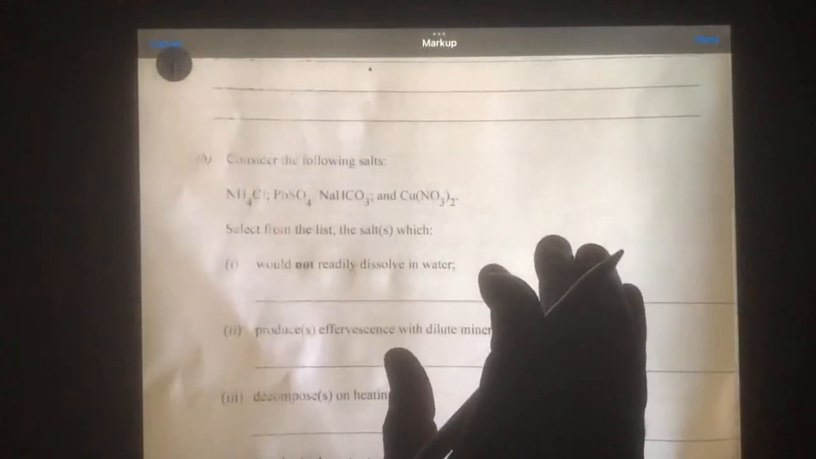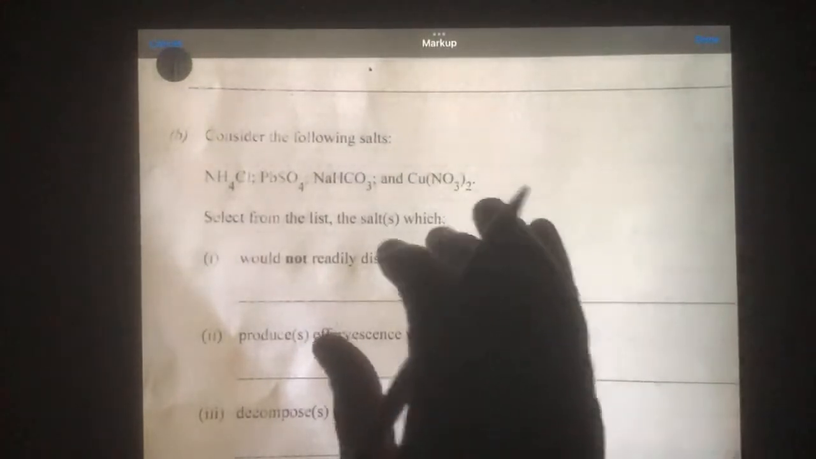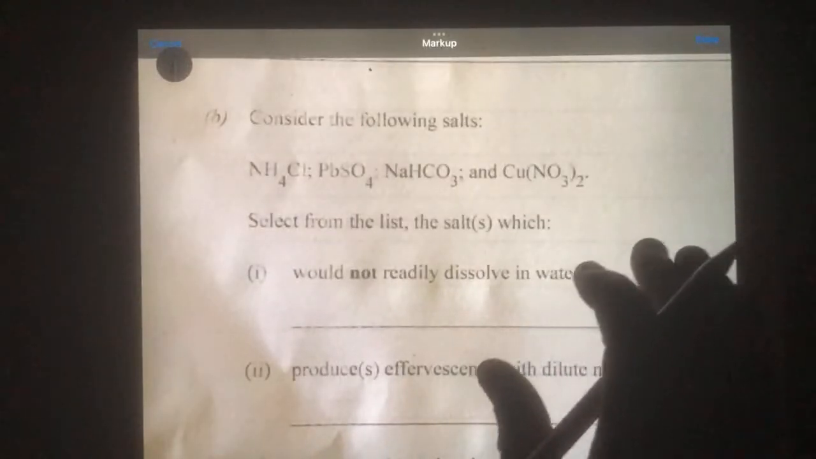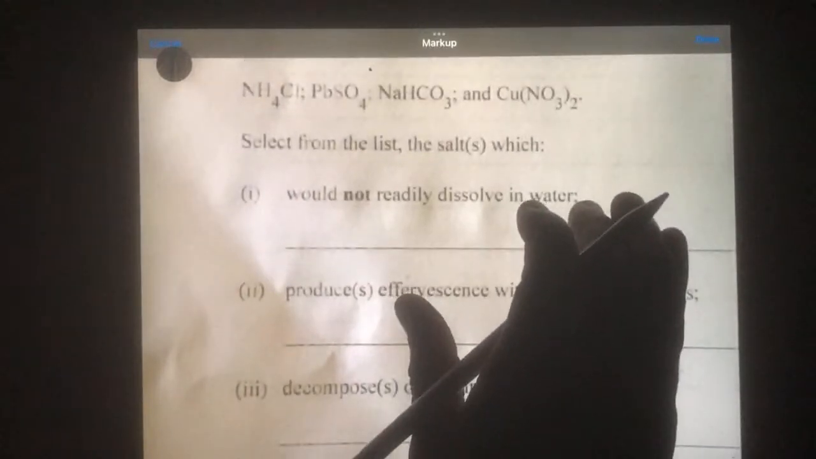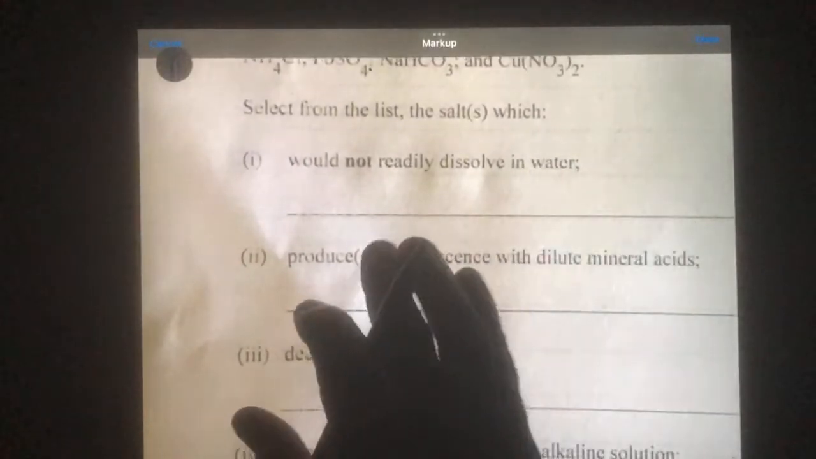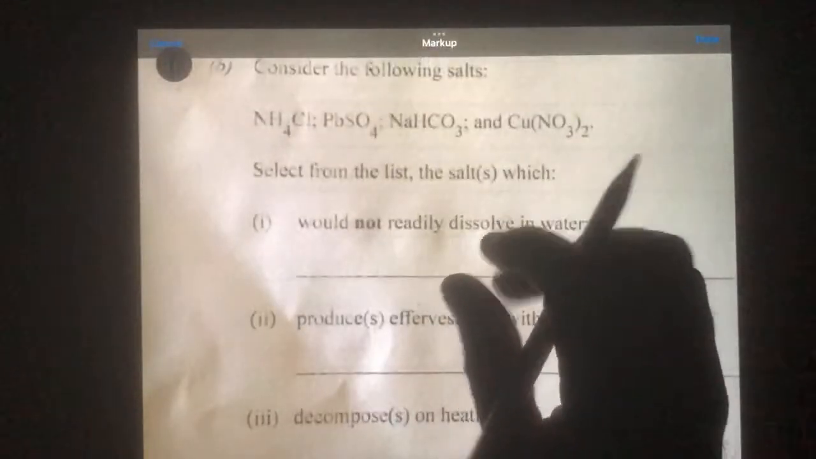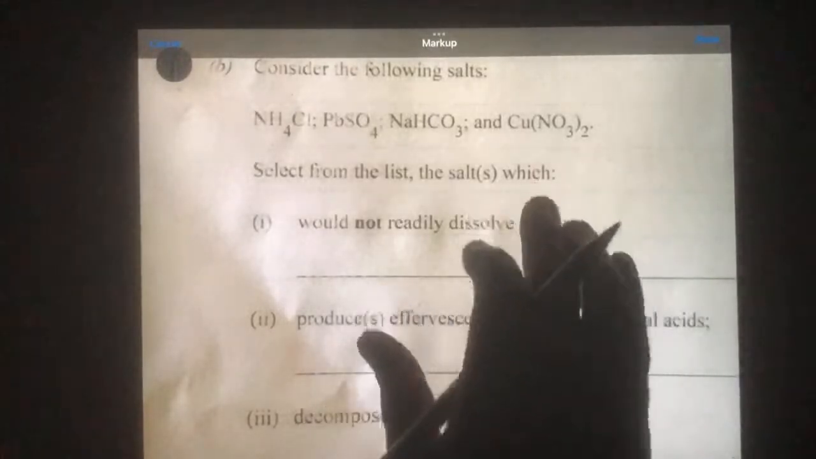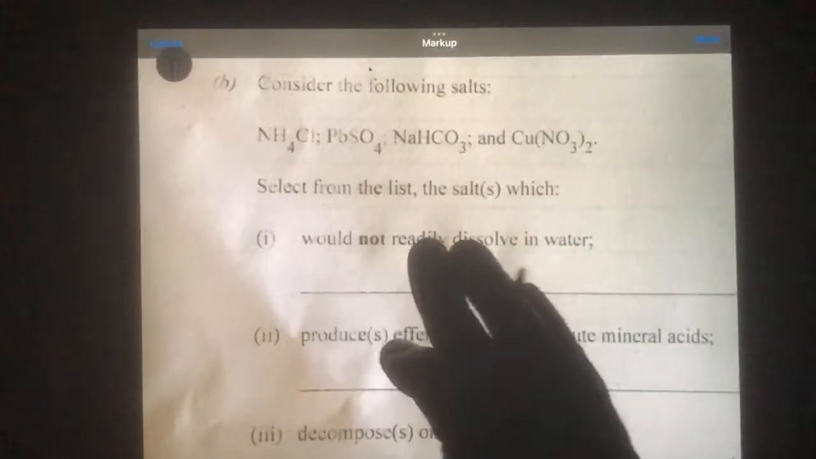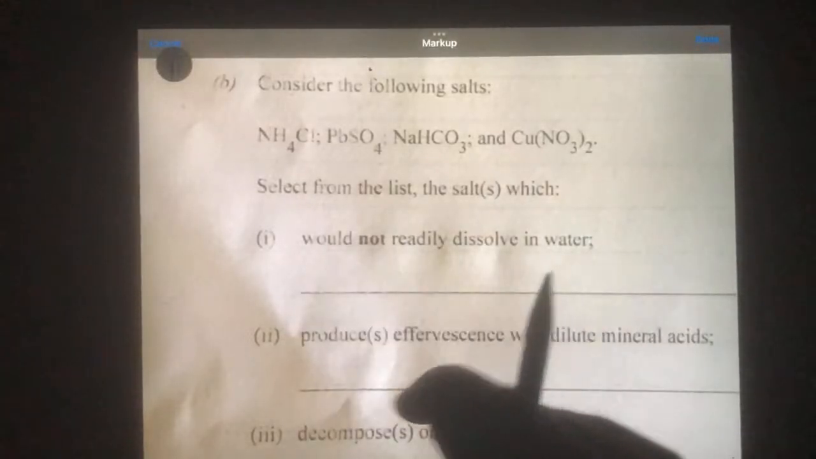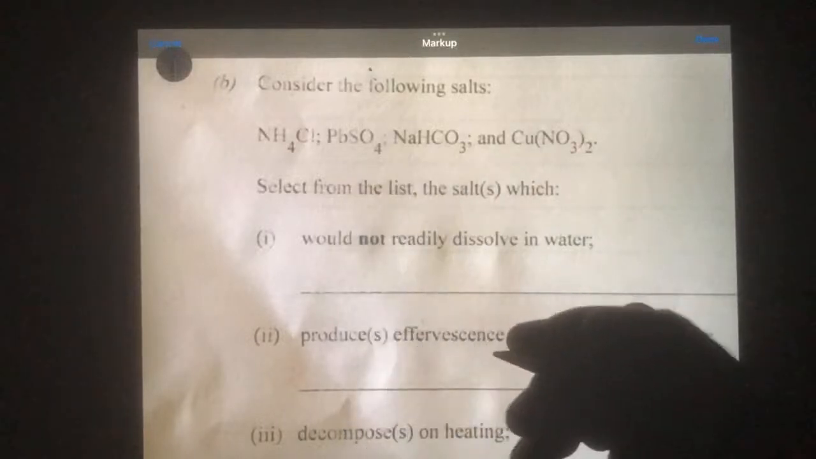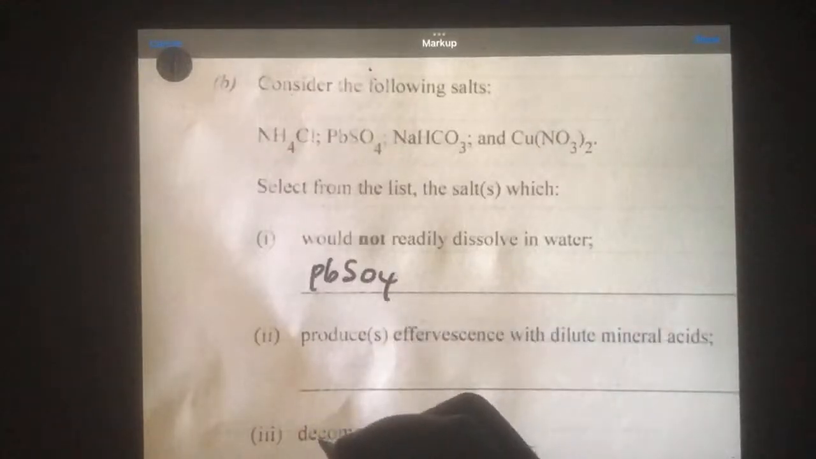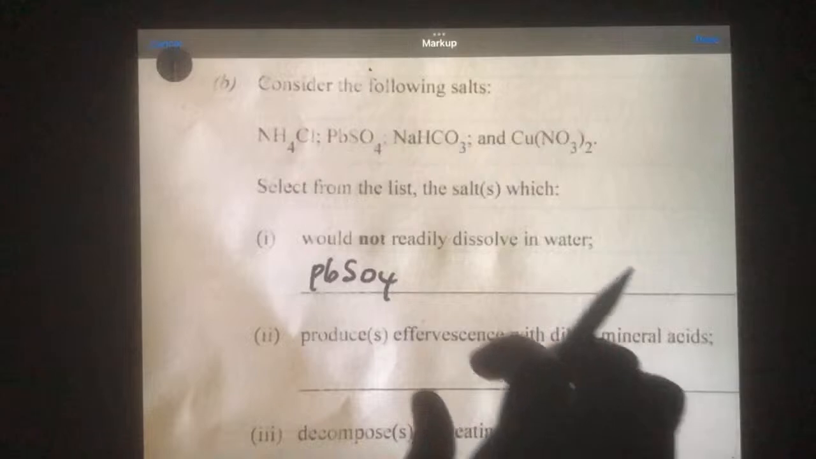Then I say consider the following salts: ammonium chloride, lead(II) sulfate, ammonium hydrogen trioxocarbonate(IV), copper(II) trioxonitrate(V). They say select from the list the salts which would not readily dissolve in water. Whether you try to check if there are more than one, you find the one that groups them. Ammonium chloride is very soluble. All ammonium salts are soluble in water, no exception. Then lead(II) sulfate is insoluble. It's one of the insoluble sulfates. So the one that will not dissolve in water. Every other one is soluble in water. That's the only one there.